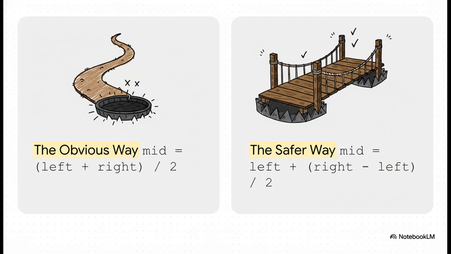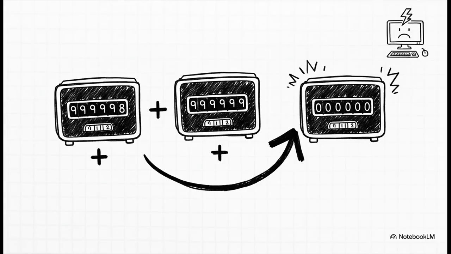And the tiny difference between these two lines of code, that was the source of that infamous bug in Java. So here's the hidden danger: integer overflow. If your array is absolutely massive, the sum of left plus right can actually get bigger than the maximum number a standard integer can even hold. When that happens, the number wraps around, becomes negative, and boom, your program just breaks. The safer way avoids this entirely because it calculates the distance first. It's such a tiny change, but it makes all the difference.